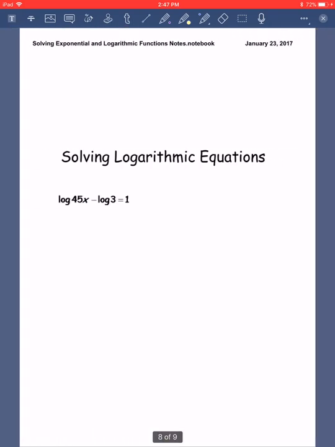I've got log of 45x minus log of 3 equals 1. I've got 2 logarithms, but they're not set equal to each other. They're being subtracted. And we've talked about the properties of logs before. So when you subtract 2 logs, you can make it 1 by division. So I can write this as log of 45x over 3 equals 1.